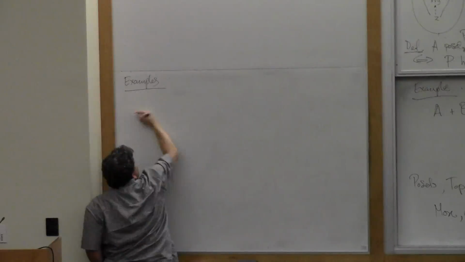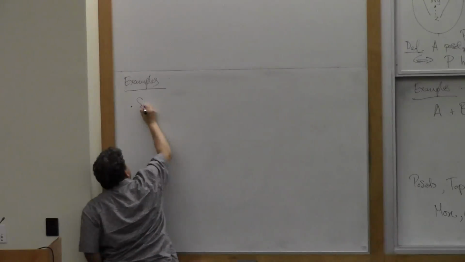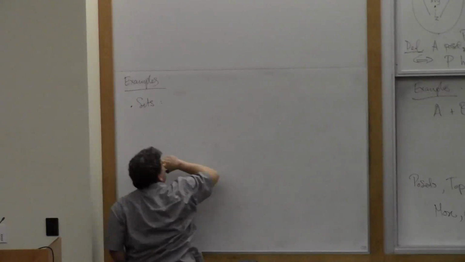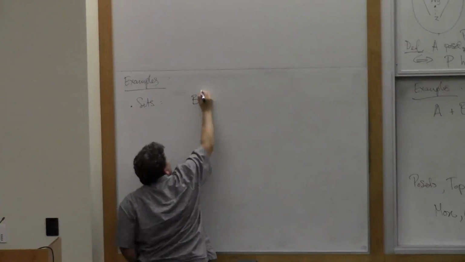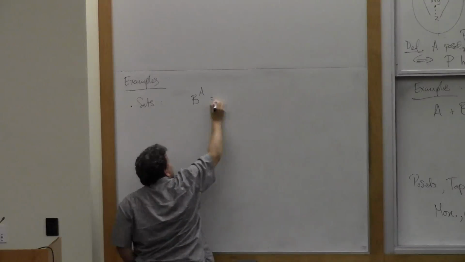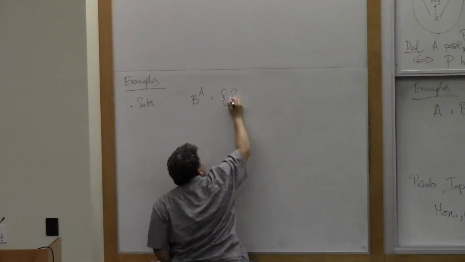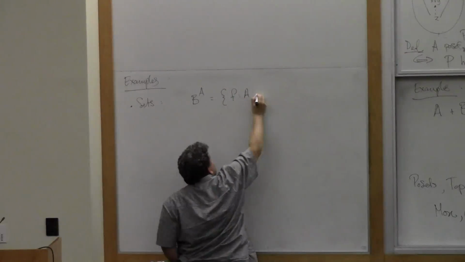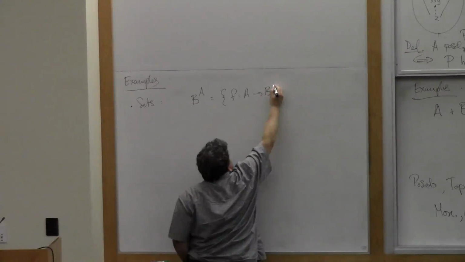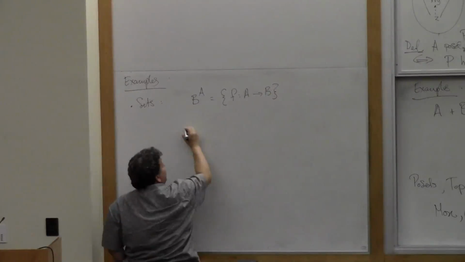So first of all, what about in the category of sets? Well, maybe you won't be surprised that in the category of sets there actually are exponentials, and they're exactly the function sets. The set of all functions from A to B together with the evaluation function.